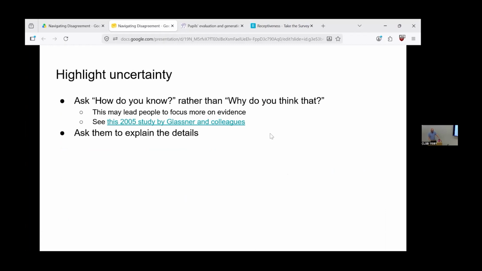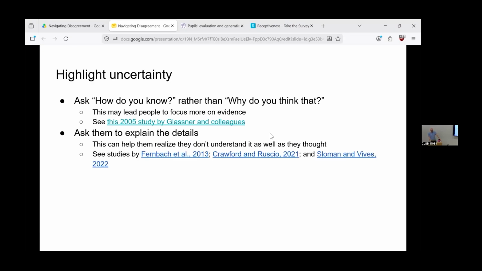For highlighting uncertainty, you can also ask people to explain details of their opinion. Sometimes this helps them realize that they don't understand the issue as well as they thought they did. And this is pretty well supported, 3 papers on this. I think these papers found that there is a way to do this and a way not to do this, or that it's more effective in some situations than others, but I'm forgetting the details. So definitely check out these papers to see the constraints.